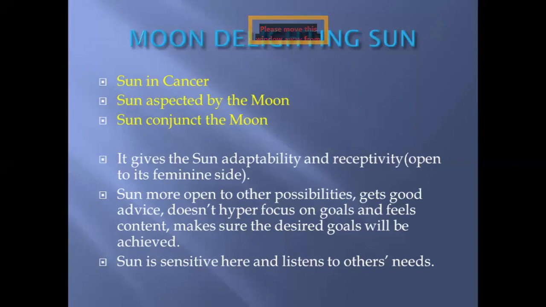And the sun will be very sensitive and it will listen to others' needs. It will also make sure that the desired goals will be achieved. So it's going to be receptive to others' feelings and even to their own feelings. The moon is also about imagining what could be, imagining a better future. So the moon's going to give the sun that capability for imagining better things.